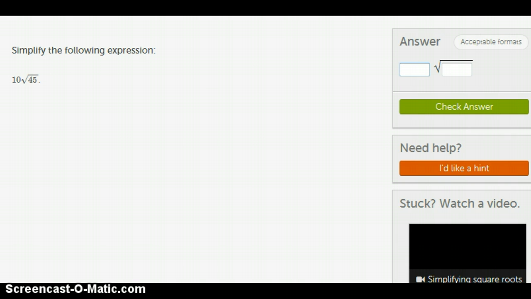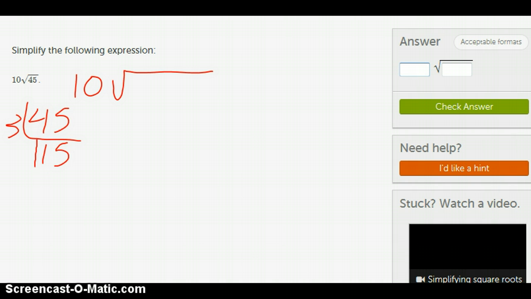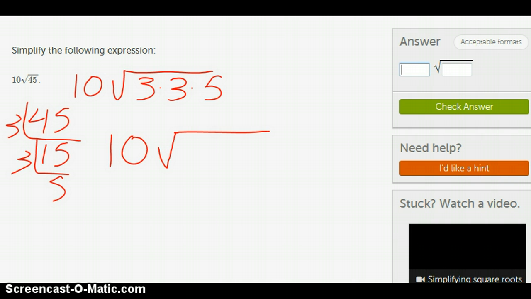10 times the square root of 45, again, that is going to be 10 times the square root of, we have to do the factor tree for 45. 45, 3 goes in there, 15, and 3 and 5. So we get 3 times 3 times 5. When we do square root, we are looking for pairs. I have 2 3s. I need 2 3s to take out 1.